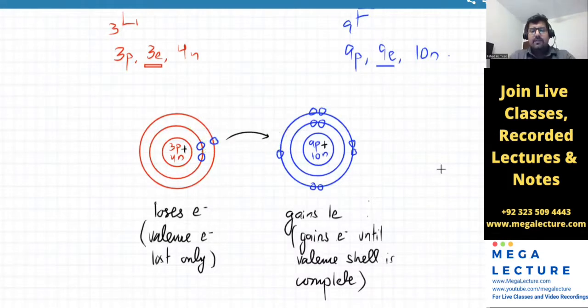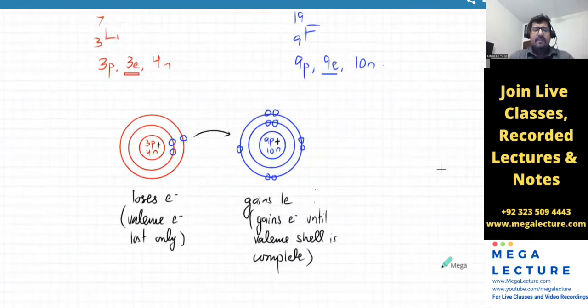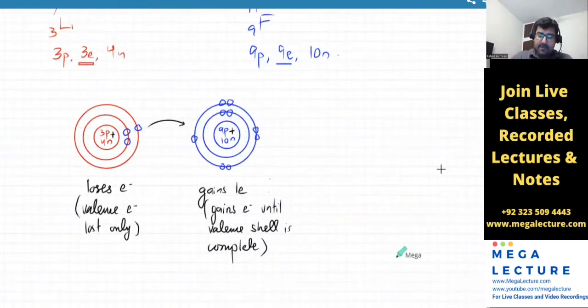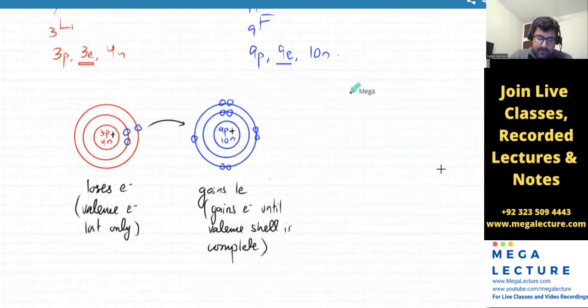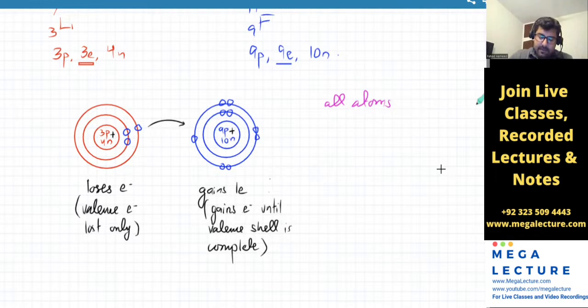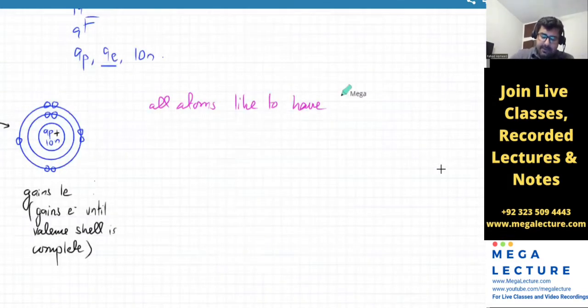So you make a statement which is that both metal atoms and non-metal atoms, the stable electronic configuration is a noble gas electronic configuration, or you can say a complete octet. This applies to all atoms, whether it's metals or non-metals. They like to have a stable electronic configuration.